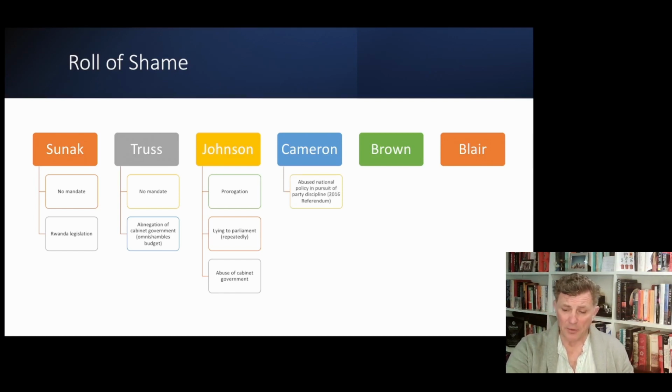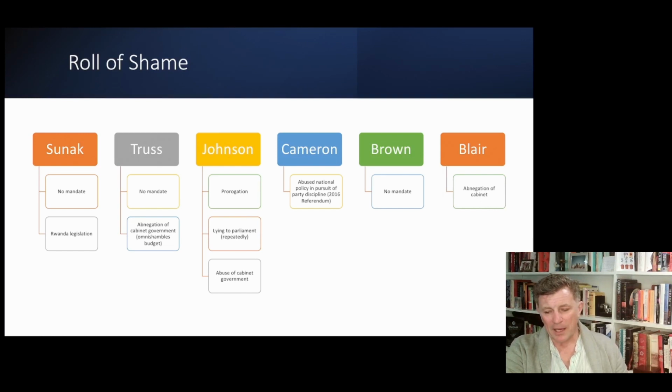Let's go back to Cameron. Well, again, perhaps a bit of a reach there, but I would argue that he used national policy to try to manage problems entirely within his own party. But then in the interests of balance, let's go to Brown. And Brown obviously had no mandate because he didn't win an election. And with Blair, we have the abnegation of cabinet over the Iraq war. And again, lying to Parliament over the Iraq war. So yeah, equal opportunities abuser, all of them equally worthless in my eyes.